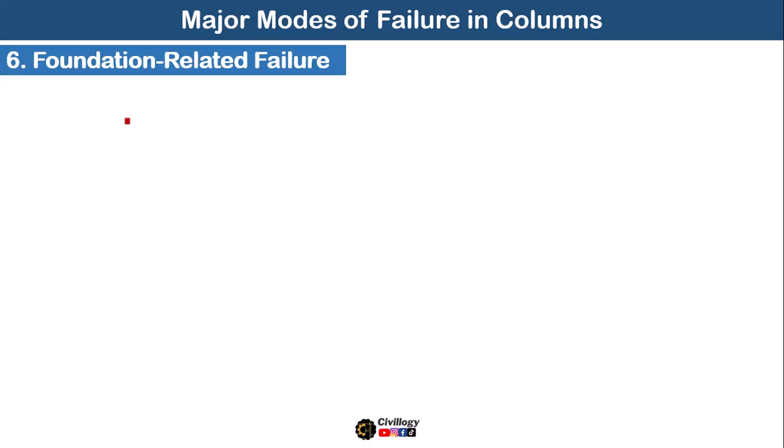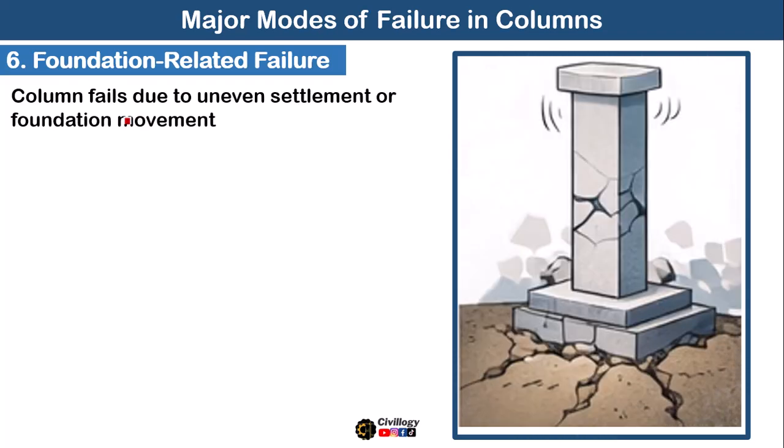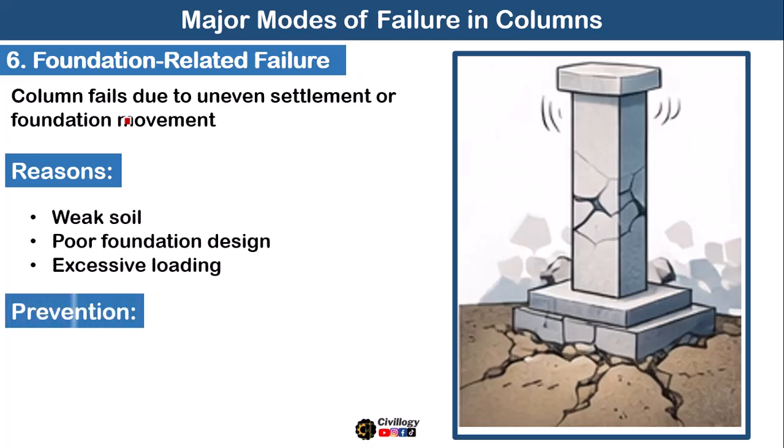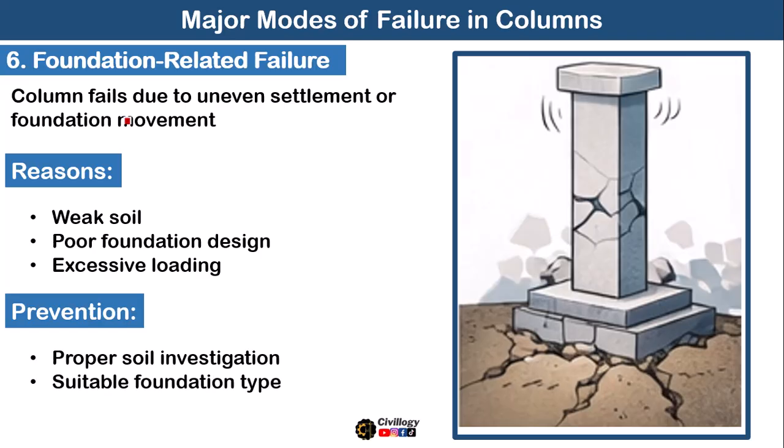The sixth type of failure which occurs in column is foundation related failure. Column fails due to uneven settlement or foundation movement. Reasons could be weak soil, poor foundation design, excessive loading. How to prevent foundation related failure? By proper soil investigation, use suitable foundation type, and uniform load distribution.